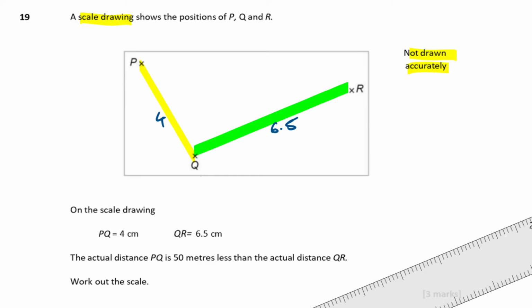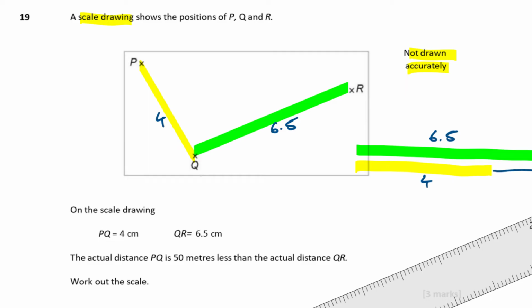Less than the actual distance QR. Oh, so the actual distance from P to Q is 50 meters less than the actual distance from Q to R. So if I took my Q to R line, which I know is 6.5, and compared it with my P to Q line, which I know is 4, then the difference between them, on the scale or in reality, is 50 meters. Does that make sense? So this was QR and this is PQ. So you get the idea.